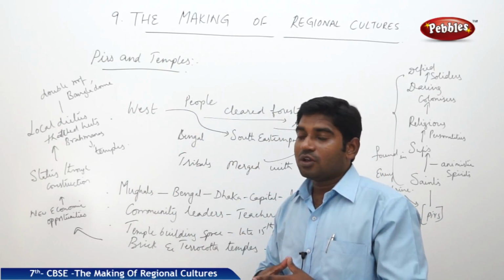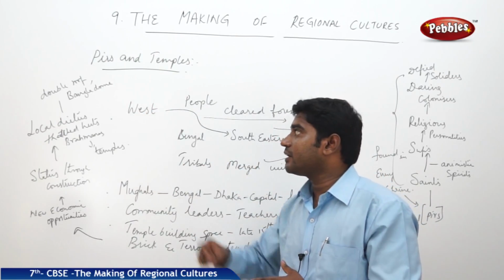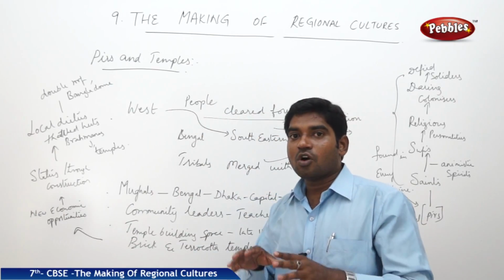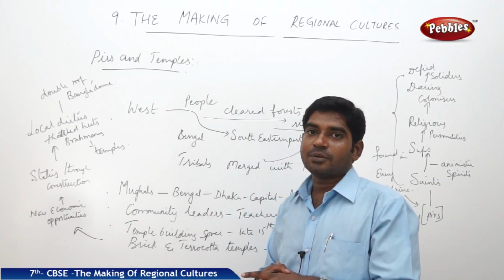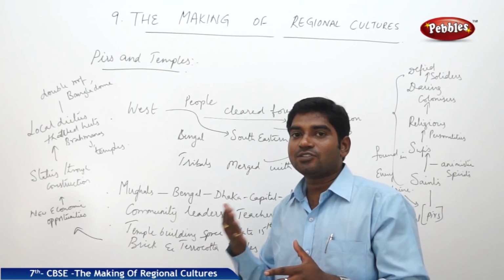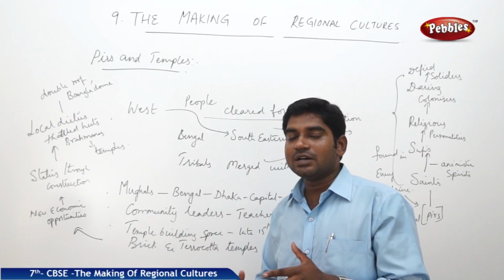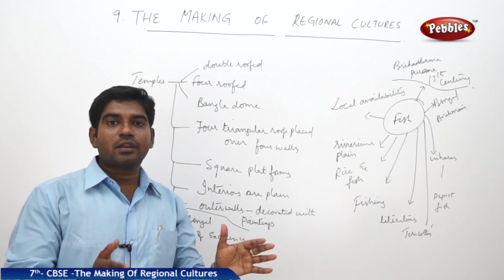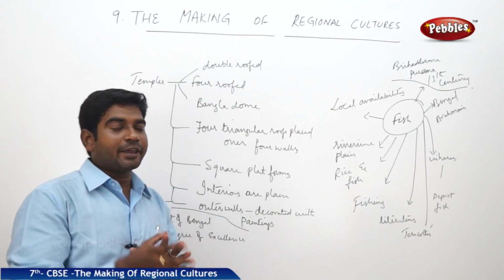Not only this, we have different constructions for the temples, like double roof temples, Bangla dome temples, or four wall roof temples. Like this, different styles of construction started to emerge during this period. Understand how the temple constructions were in the Bengal region at that time.